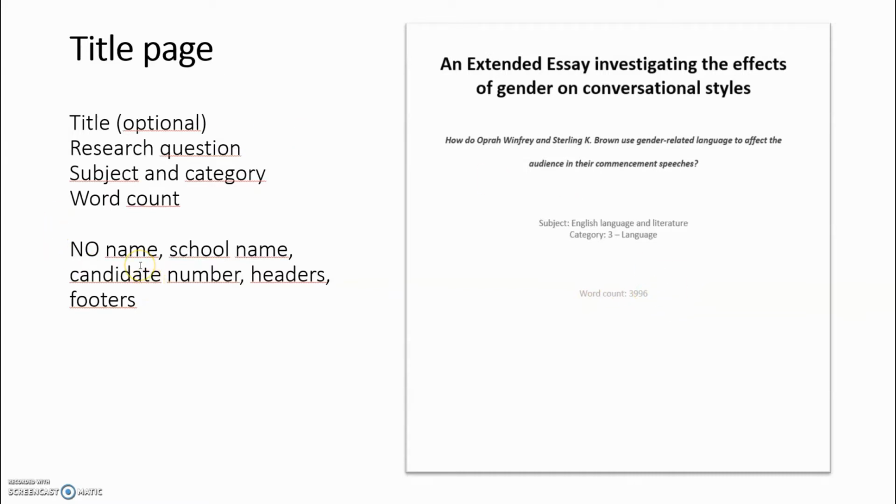You should not have any name or candidate number or school name appear anywhere, because IB wants you to upload anonymously so that they don't know anything about gender or nationality or anything like that. So that was the title page.